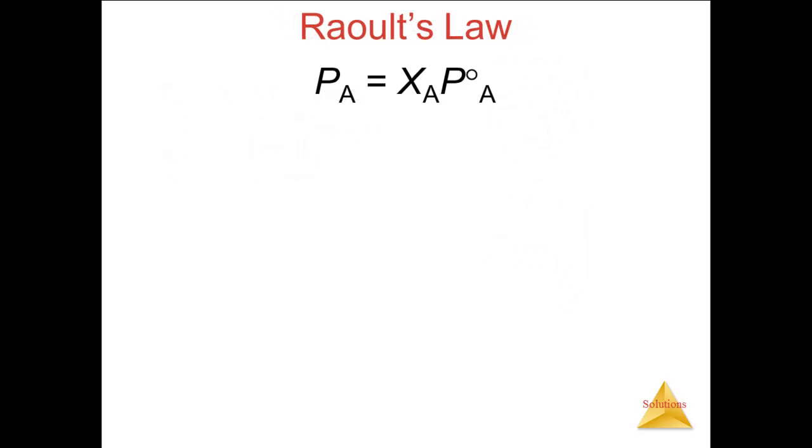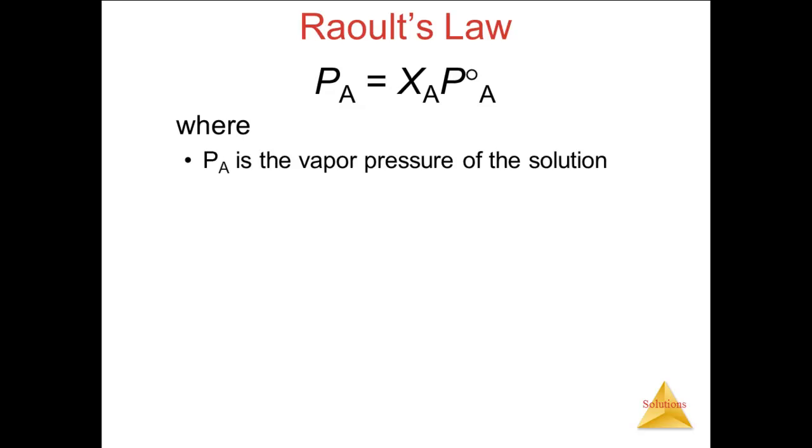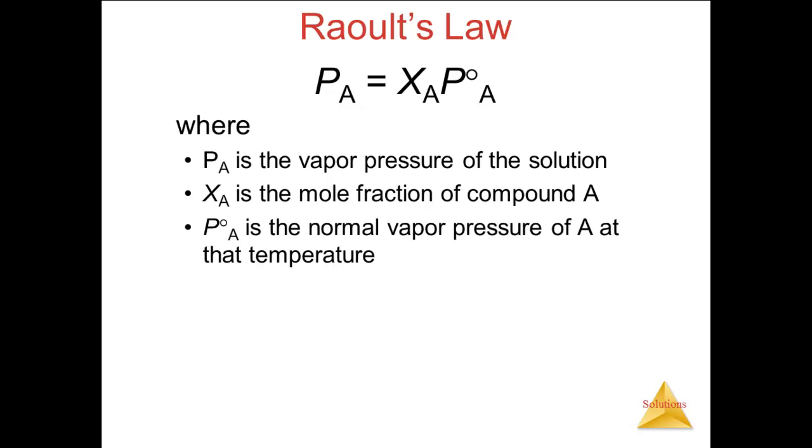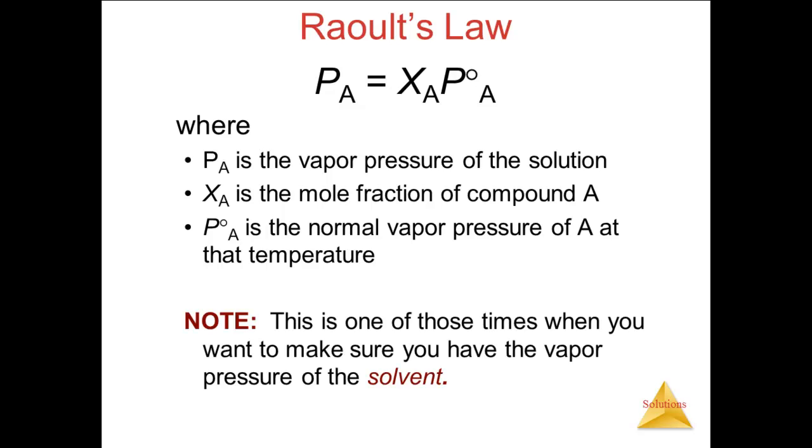Raoult's law is the mathematical relationship that relates the vapor pressure of the solution to the vapor pressure of the pure solvent. In the equation, P sub A is the vapor pressure of the solution. X sub A is the mole fraction of component A. P0 sub A is the vapor pressure of the pure component A, pure solvent. This is one of those times when you want to make sure that you have the vapor pressure of the solvent. There is one problem on using Raoult's law on the problem sheet for this lesson.